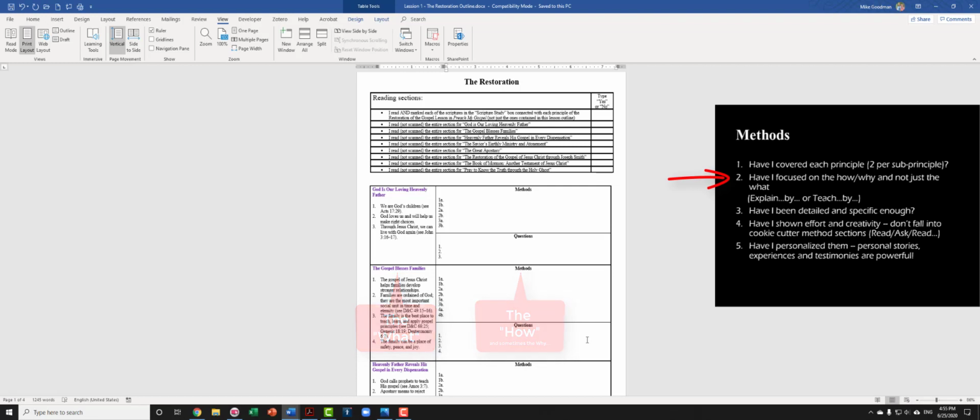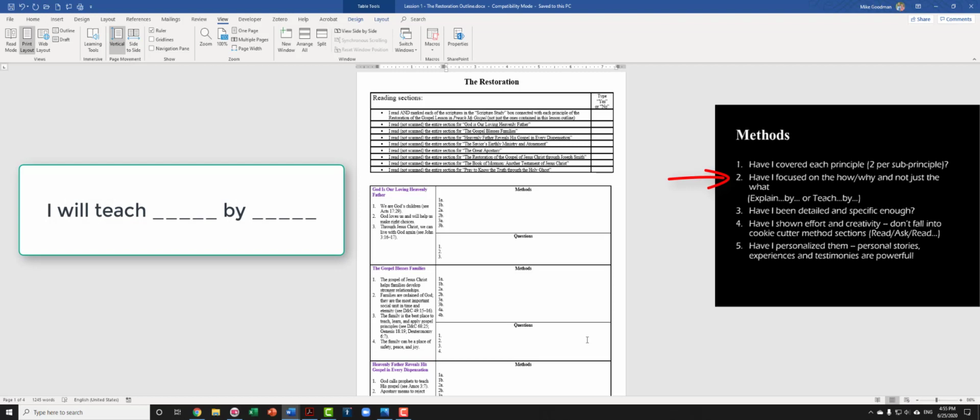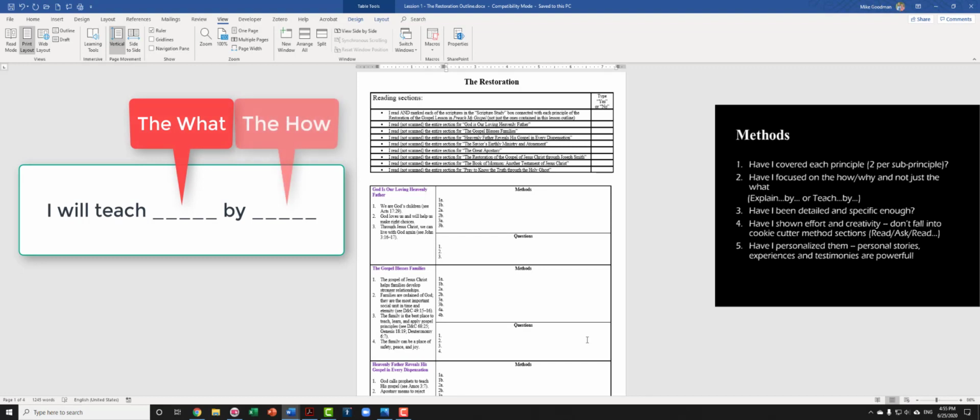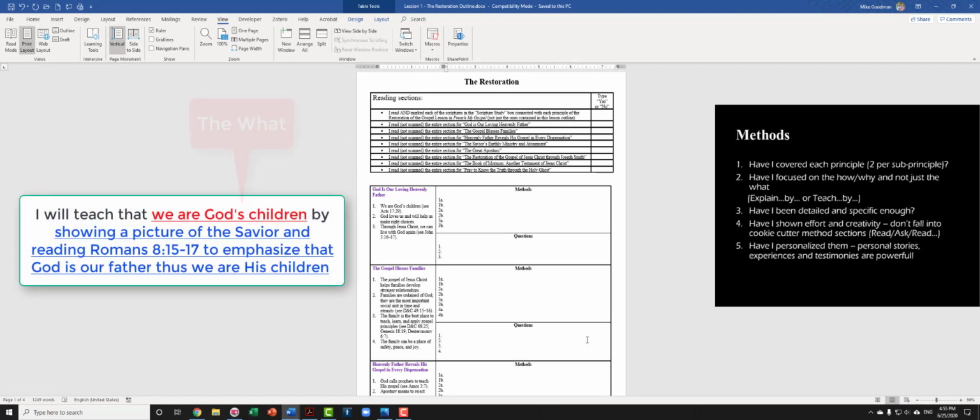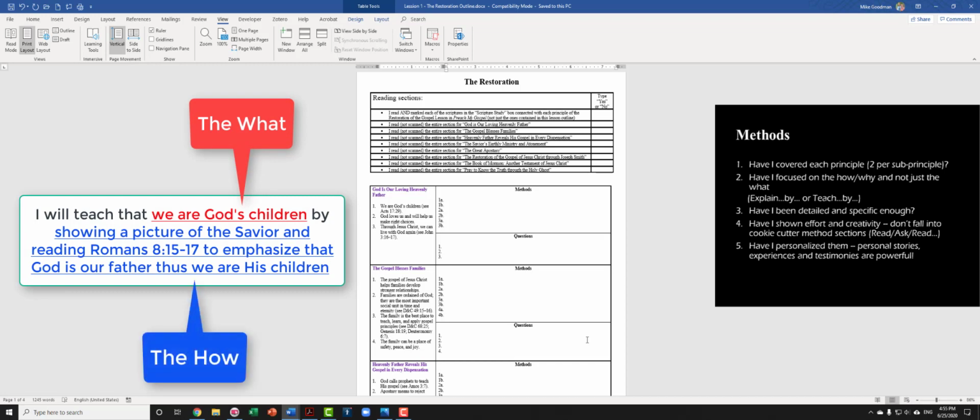An easy way to keep this focus is to use a formula such as I will explain or teach blank by blank. The first blank is the what. The second blank is the how. On that second blank is where you'll put the how. For example, you might say, I will teach that we are God's children, that's the what, by showing a picture of the Savior and reading Romans 8:15 through 17 to emphasize that God is our Father, thus we're His children.